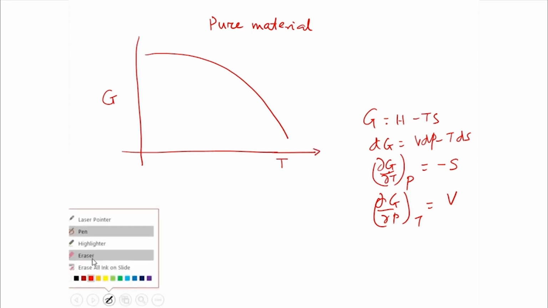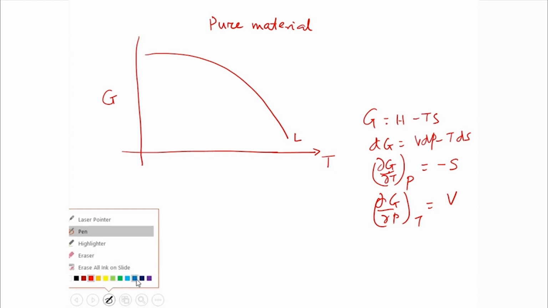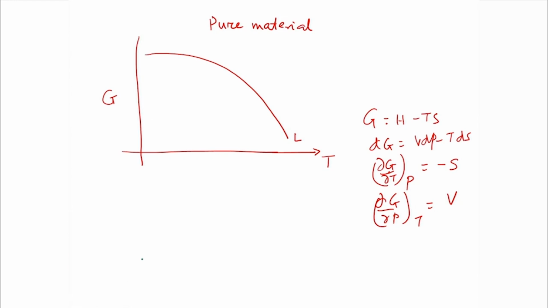Okay, let me just draw it properly and show you. This is a very important concept which you know very well. So suppose this is the free energy for the liquid phase of the pure material. Let's suppose this is free energy for water, liquid water. So what will happen to the free energy of the solid ice? Let me just draw using a different color.